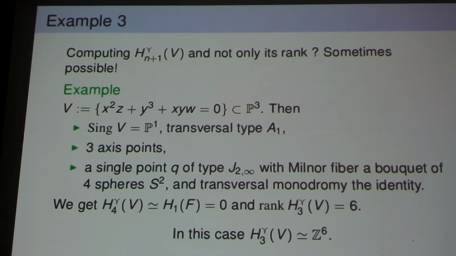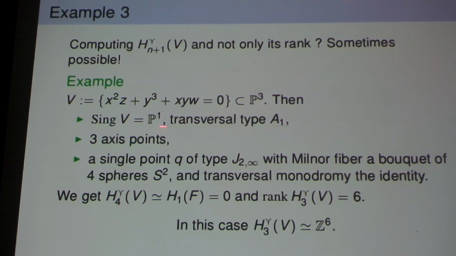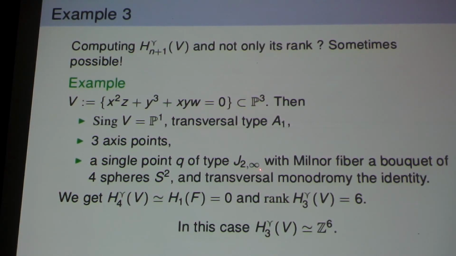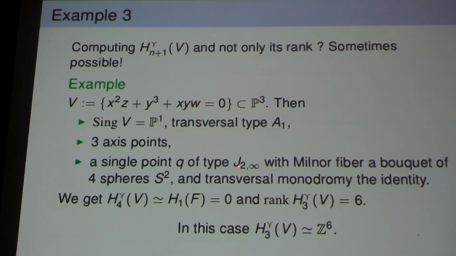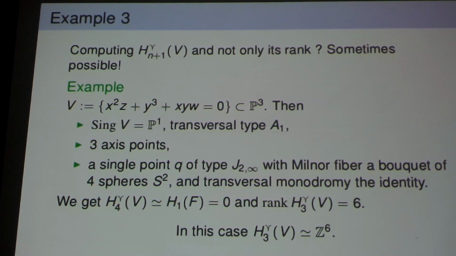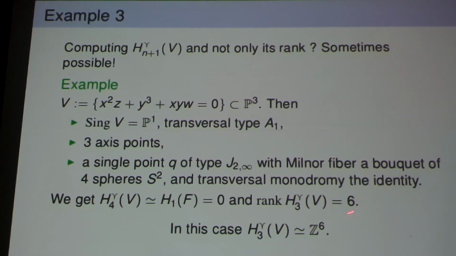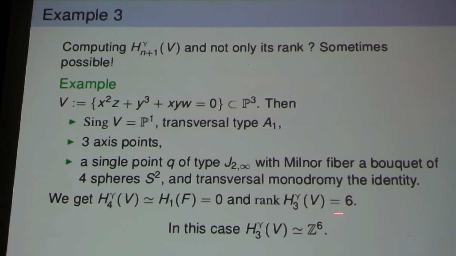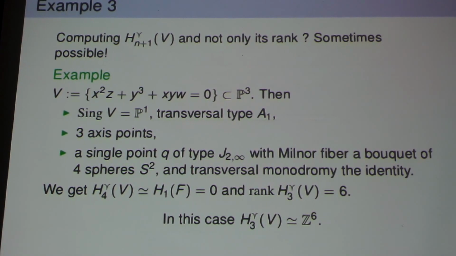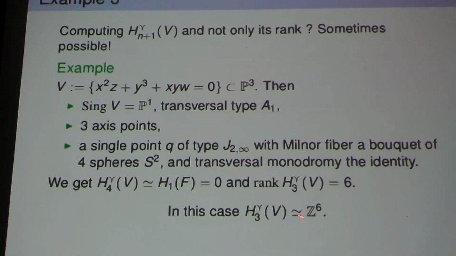Sometimes. So if you take this guy over here, again the singular set is P1 transverse to A1, three access points since it's a cubic, and now I have only one special point, but it's of type G2 infinity, and the Milnor fiber is a bouquet of spheres, and the transversal monodromy is the identity. So what we get in this case, by the usual tricks, the rank and the Euler characteristic formula, is this, but the next information, which I'm not going to show you here now, is that this is really a free group equal to Z to the power 6.